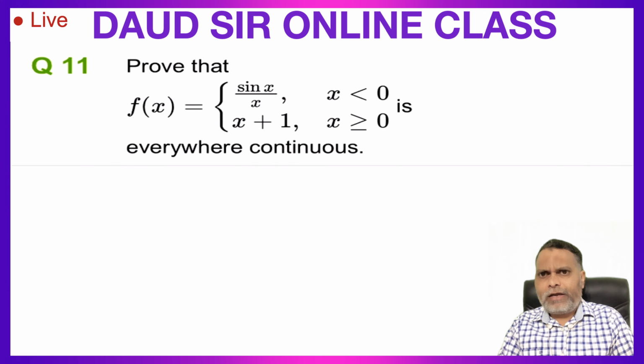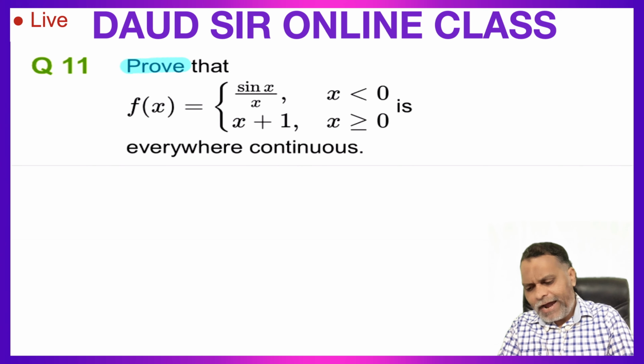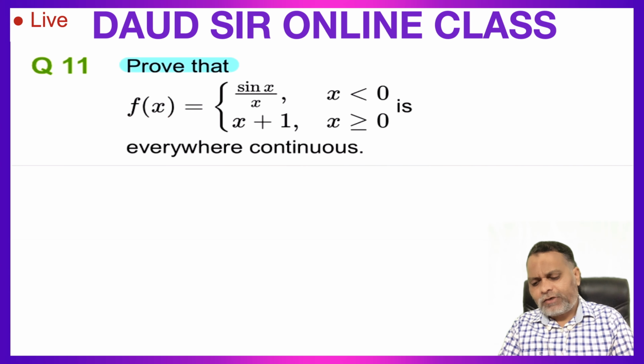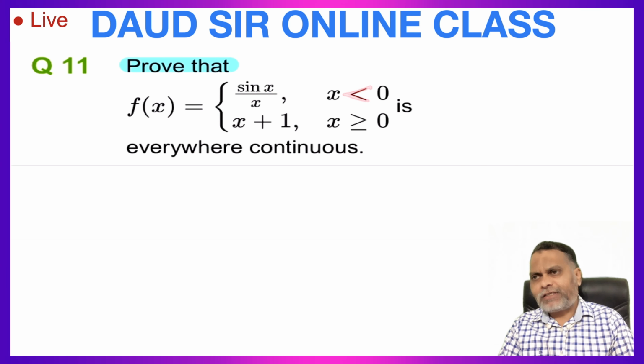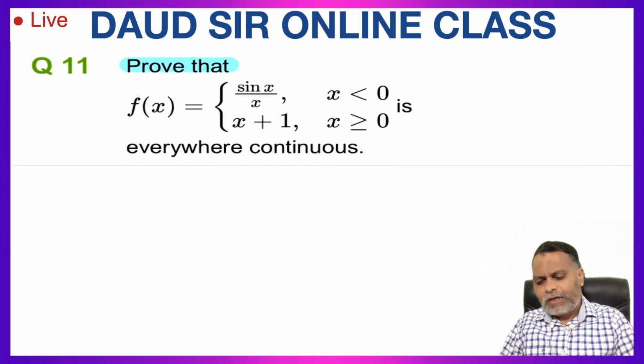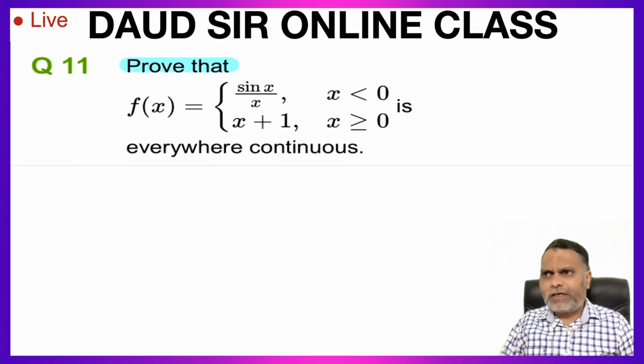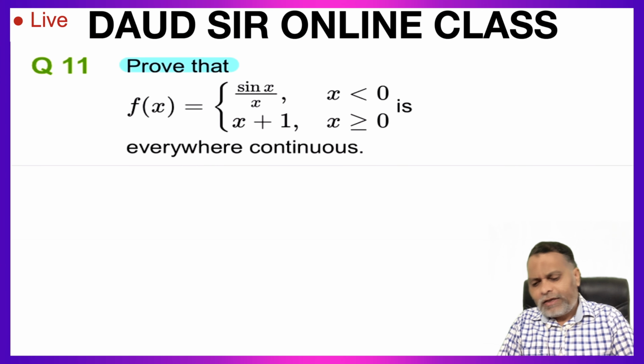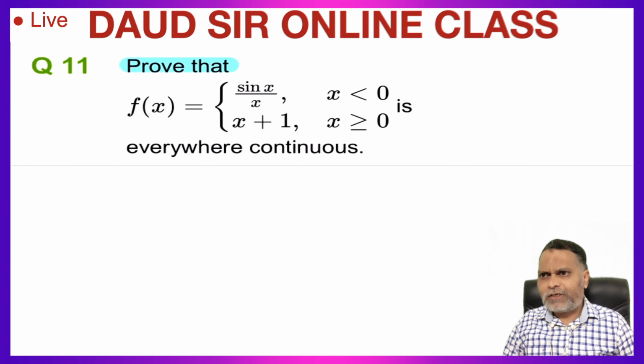Question number 11. Prove that f of x is equal to sin x upon x if x is less than 0, f of x is equal to x plus 1 if x is greater than or equal to 0, is everywhere continuous. This function is continuous everywhere. So for proving this, first we will prove this function is continuous at x is equal to 0, then for x is less than 0 and for x is greater than 0. So this function we can check everywhere, then finally we will say this function is continuous everywhere.